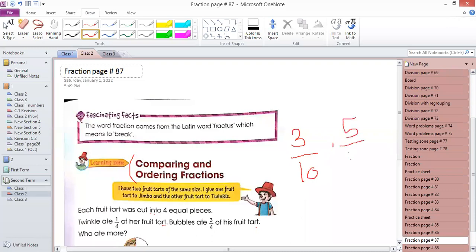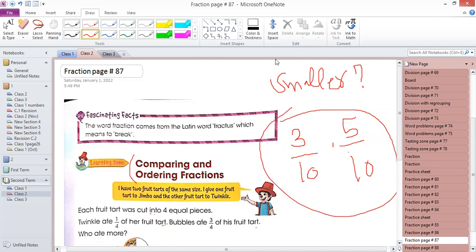3/10 or 5/10. Tell me which is the smaller fraction. Which is the smaller fraction among 3/5, 3/10 or 5/10? Which is the smaller one, guys?